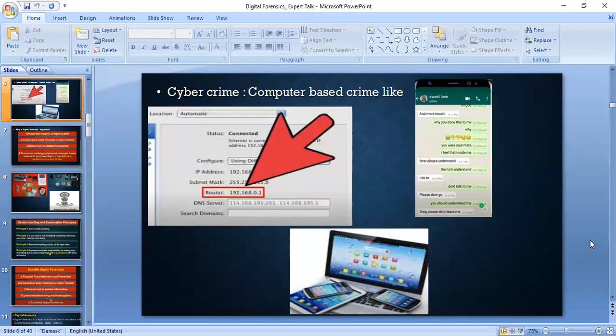And in digital forensics, we are more focused on cyber crime. We have different types of tools like Autopsy, ProDiscover, and Phone Paw. These are the different tools through which we are able to find out who the criminal is. Next.